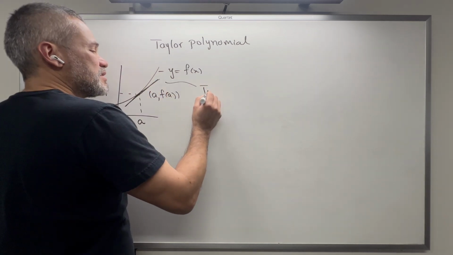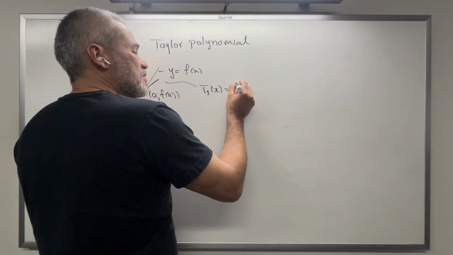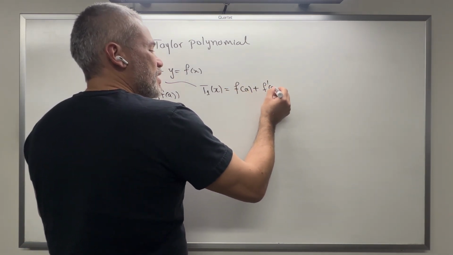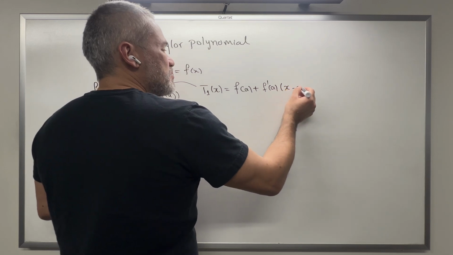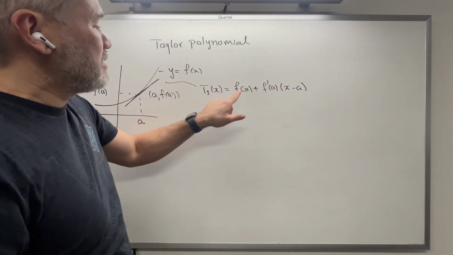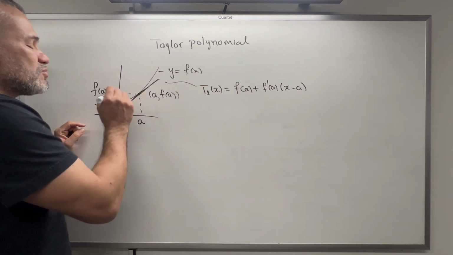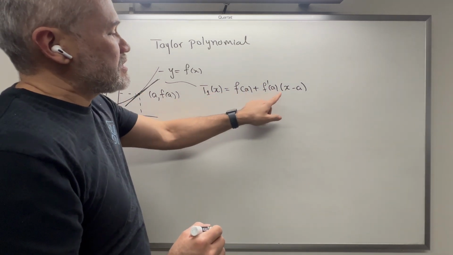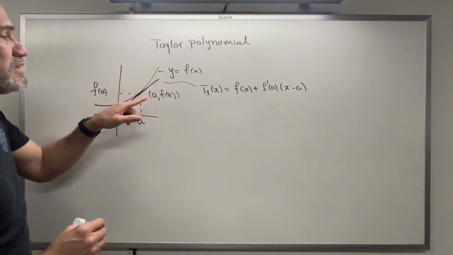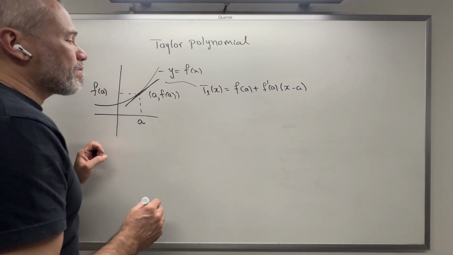Just denote this as t1 of x. This is a line, and this line is equal to f of a plus f prime of a times x minus a. Notice that it is a line, and evaluated at a it is f of a, so this line goes through this point, and the slope of this line, which is the coefficient of x, is f prime of a. Then this is effectively the equation of the tangent line.